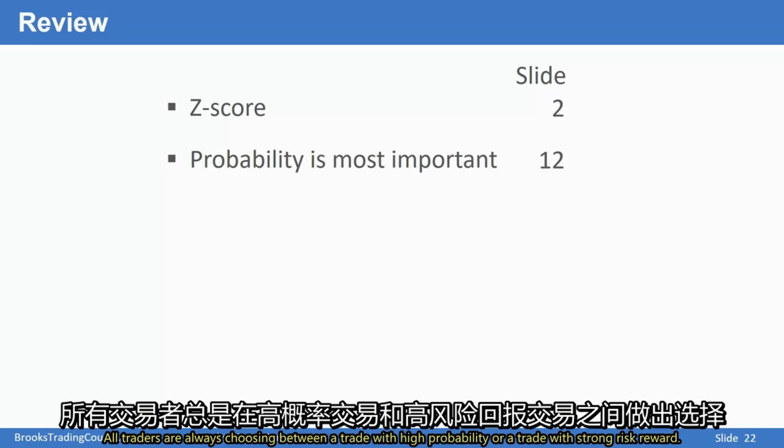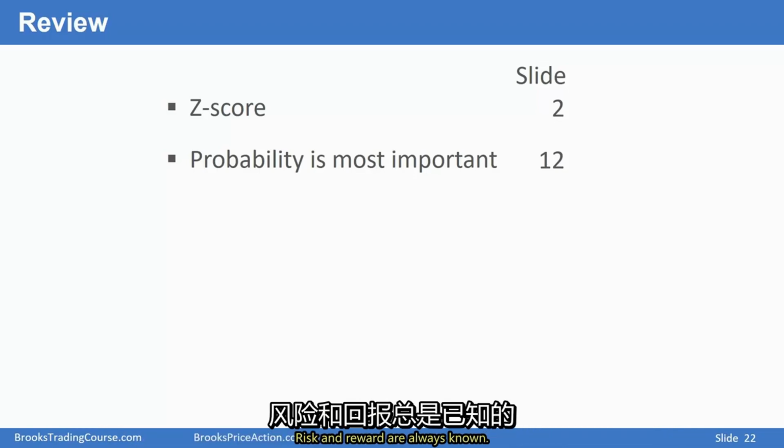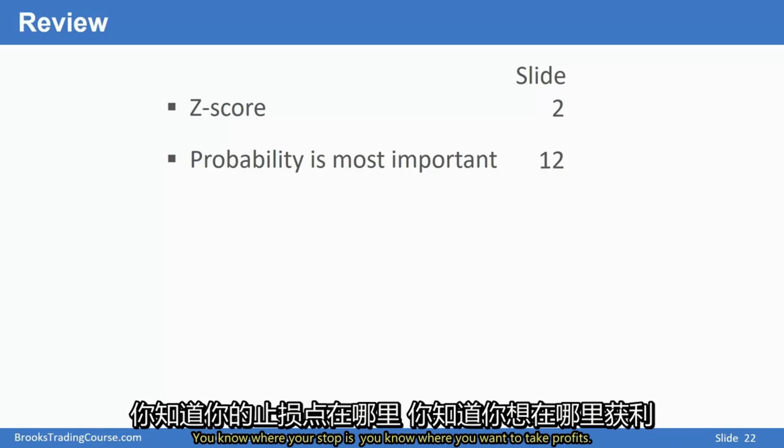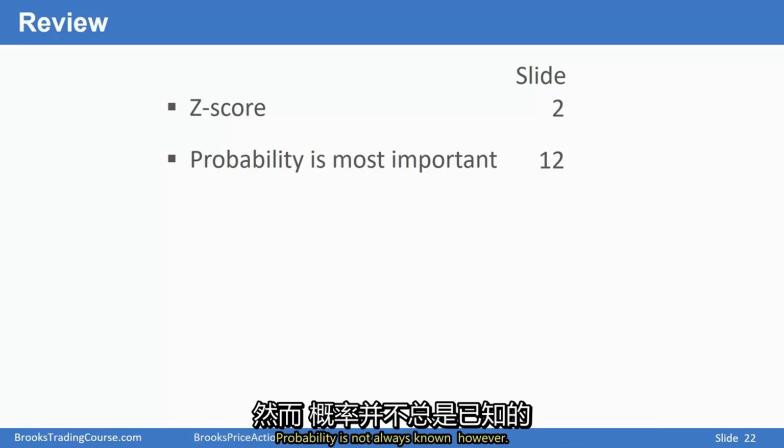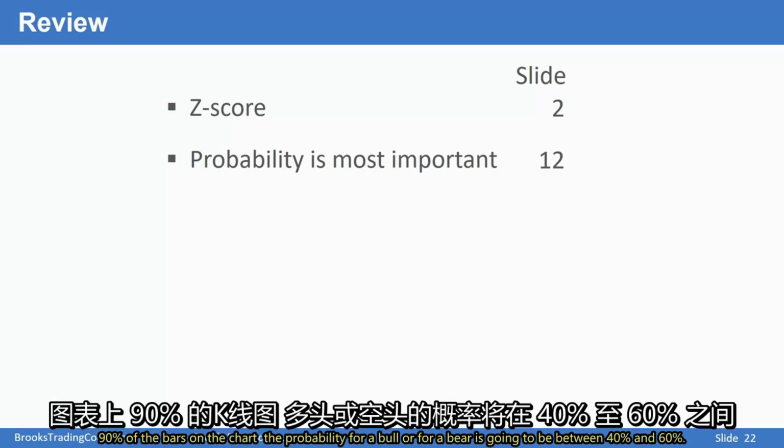All traders are always choosing between a trade with high probability or a trade with strong risk reward. You simply decide which is more important to you. Of the variables, probability, risk, and reward, risk and reward are always known. You know where your stop is. You know where you want to take profits. Probability is not always known. However, on 10% of the bars on the chart, the probability is 60% or higher. For example, a strong breakout. On 90% of the bars on the chart, the probability for a bull or for a bear is going to be between 40 and 60%.